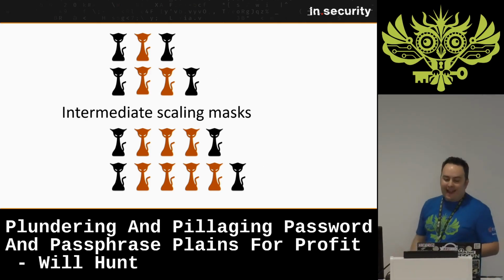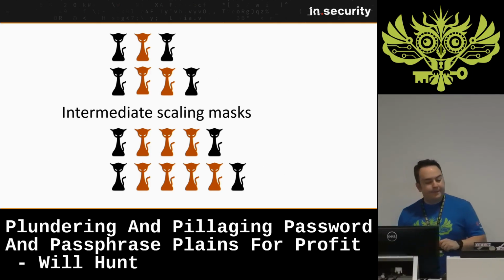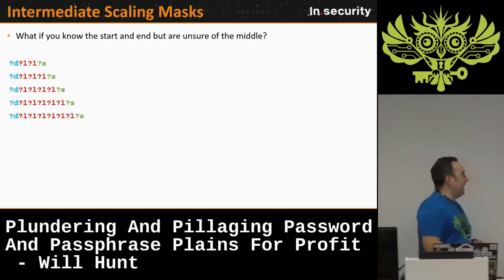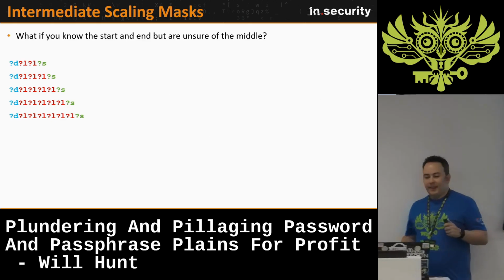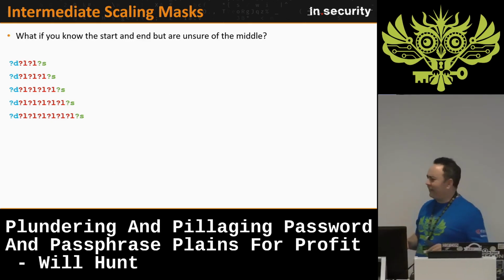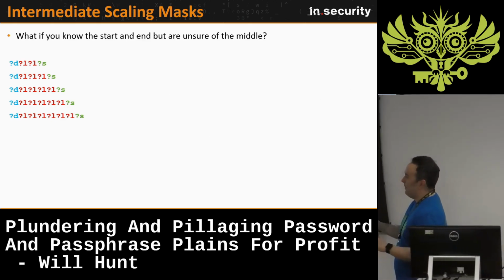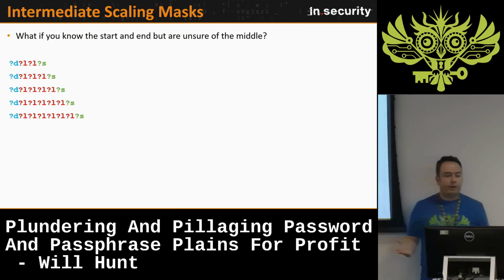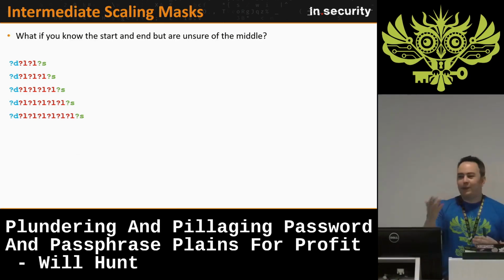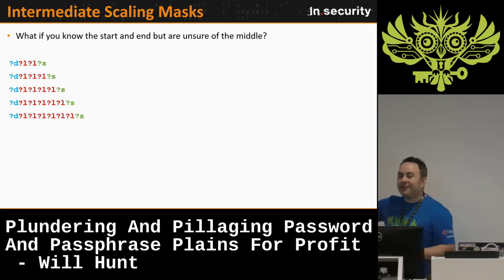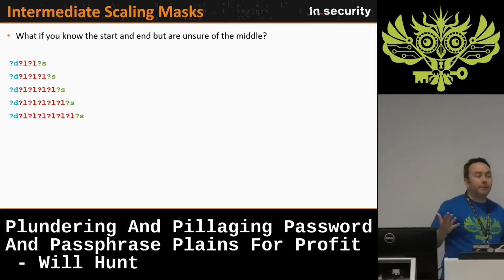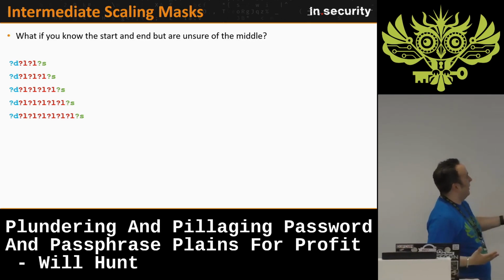Okay, intermediate scaling masks. I quite like this one. Interesting use cases. This isn't necessarily applicable to everyone all the time, absolutely not. You need to know something about the password. So this isn't necessarily if you've dumped AD on a pen test and you're doing your usual workflows. But let's say you have some idea about the password. You know it starts with a number in this case. You know it ends in a special character. And let's say you know it's got some lowercase characters in the middle, but you don't know how many.